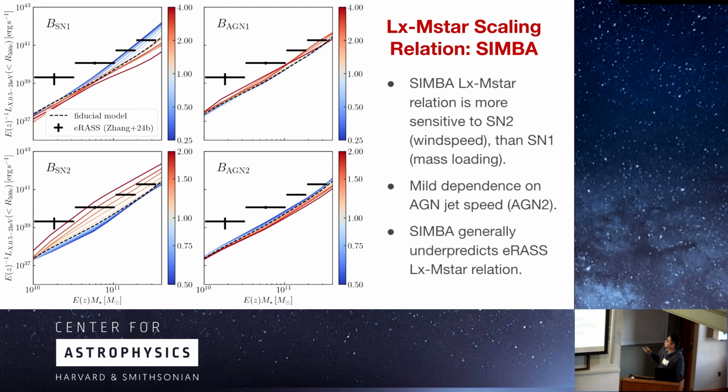I'm just going to gloss over the other 2 runs, which show a similar story. When we compare the X-ray luminosity versus stellar mass relations for the SIMBA runs, they're more sensitive to the supernova feedback, both in terms of wind speed and also the SN1, which is the mass loading. And again, the AGN jet feedback is not very effective at all in changing the X-ray luminosity mass relation. In general, SIMBA underpredicts the X-ray luminosity M-star relation, which is consistent with previous works as well.